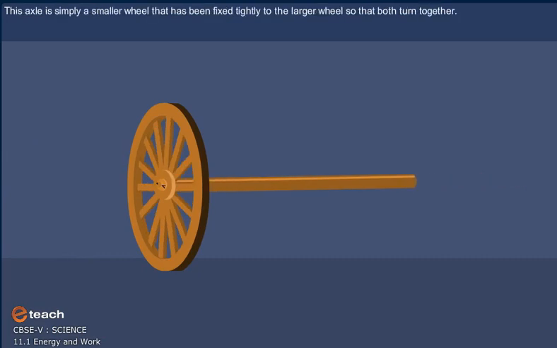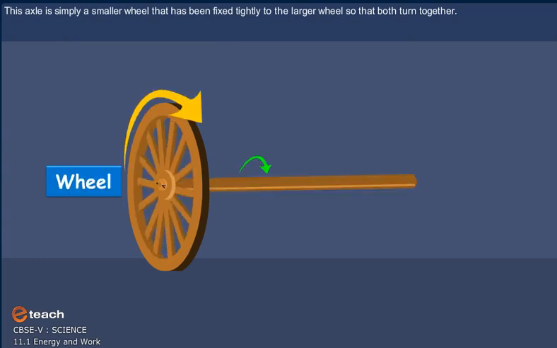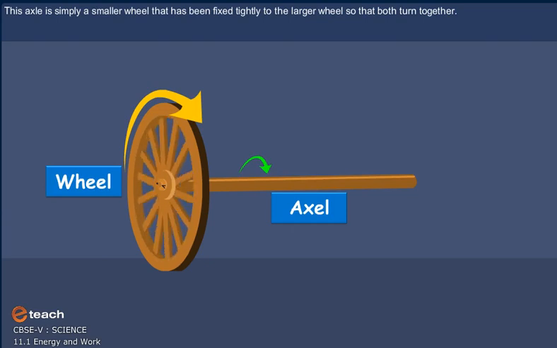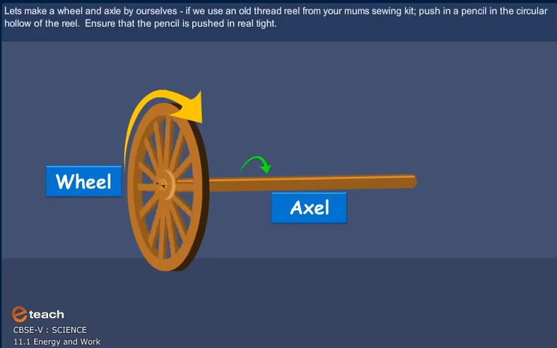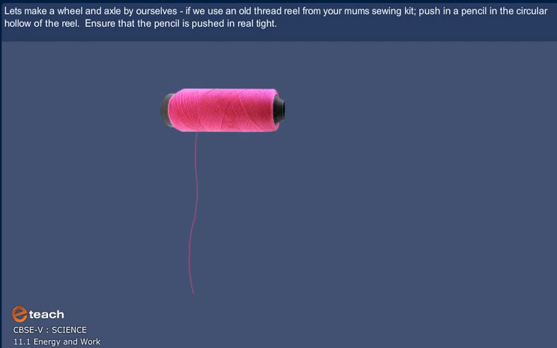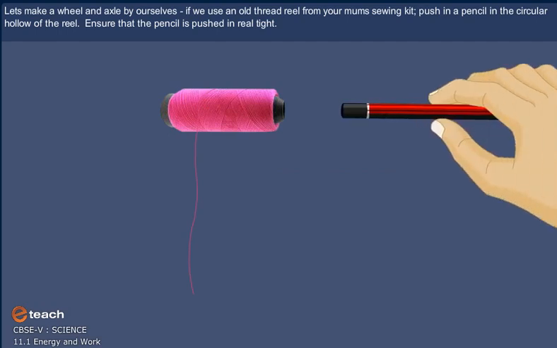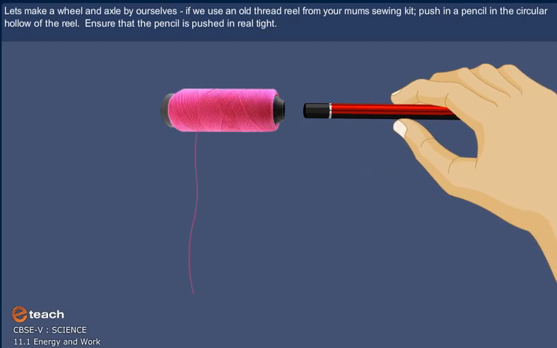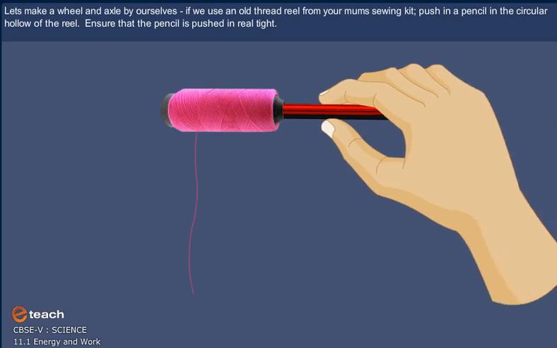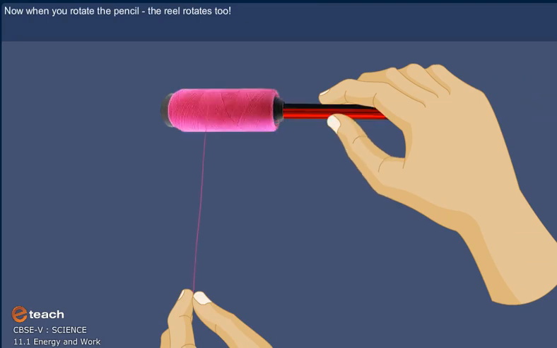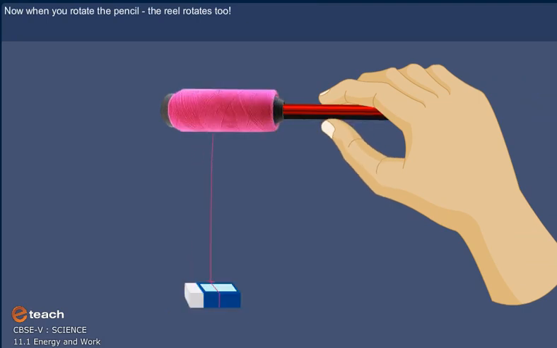This axle is simply a smaller wheel that has been fixed tightly to the larger wheel so that both turn together. Let's make a wheel and axle by ourselves. If we use an old thread reel from your mom's sewing kit, push in a pencil in the circular hollow of the reel. Ensure that the pencil is pushed in real tight. Now when you rotate the pencil, the reel rotates too.